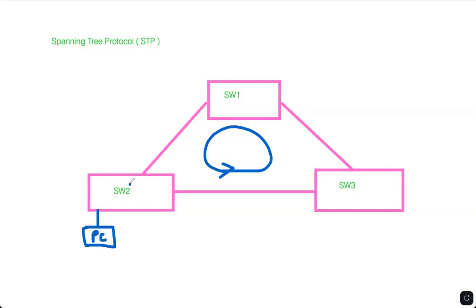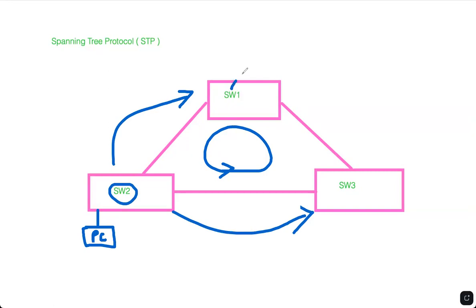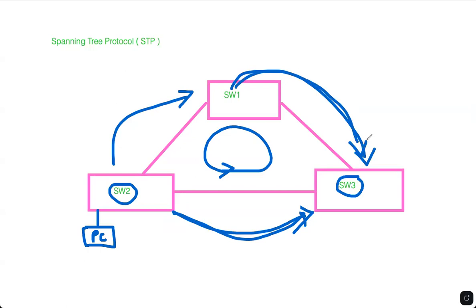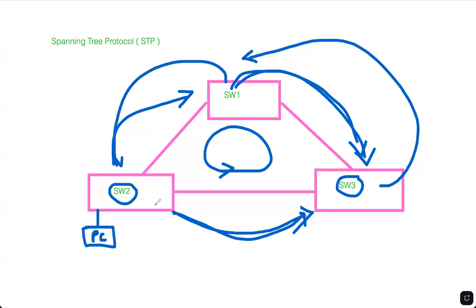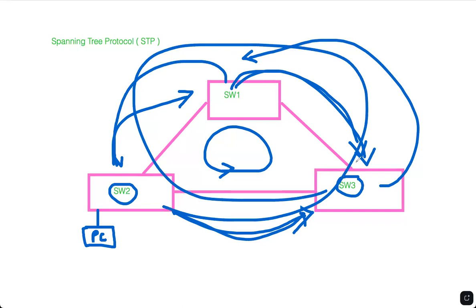So this MAC address learned by switch 2 will be sent to switch 1, and switch 2 will also send the same MAC address to switch 3. Now switch 3 got the same MAC address from two different places, one from switch 2 and the other from switch 1. And switch 3 will send the same MAC address to switch 1, and switch 1 will again send that MAC to switch 2, and so on and so forth. There is a big loop in the network.